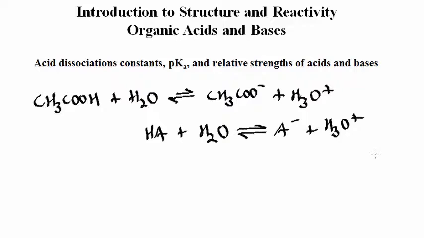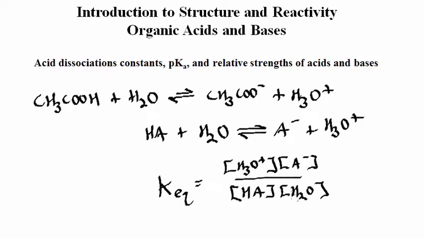Now we can write an equilibrium expression for the dissociation of this or any other uncharged acid in a more general form. So dissociation of the acid, in this case written as HA, in water gives an anion A- and the hydronium ion H3O+. The equilibrium constant for this ionization is given as KEQ. However, because water is the solvent for this reaction and its concentration changes very little when HA is added to it, we can treat the concentration of water as a constant.